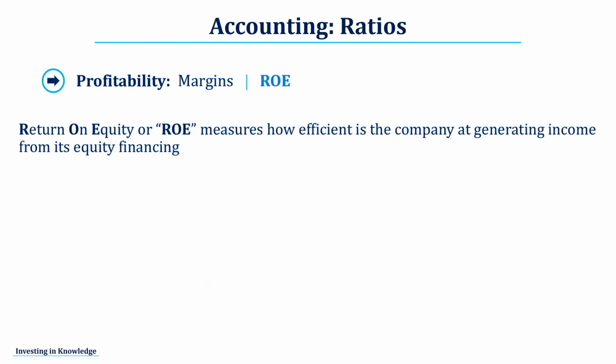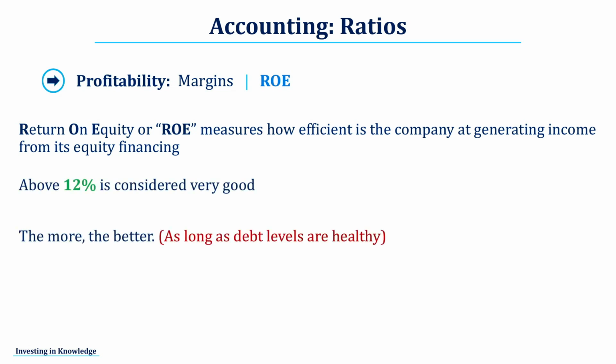ROE, or return on equity, measures how efficient the company is at generating income from its equity financing. Above 12% is considered very good. The more, the better, as long as debt levels are healthy. It's calculated by dividing net income by shareholders' equity.